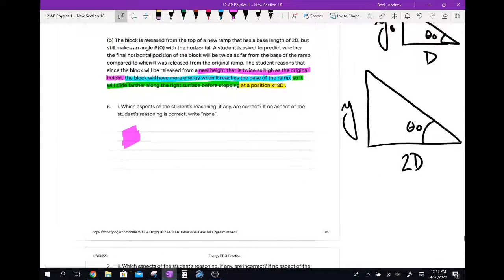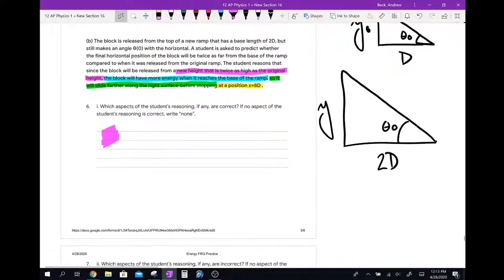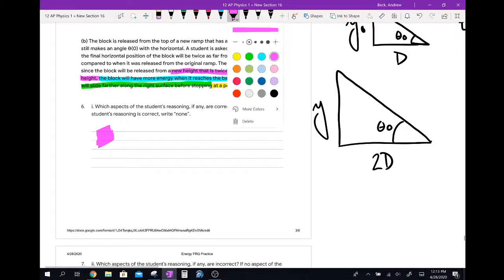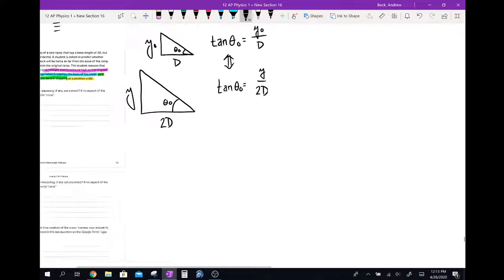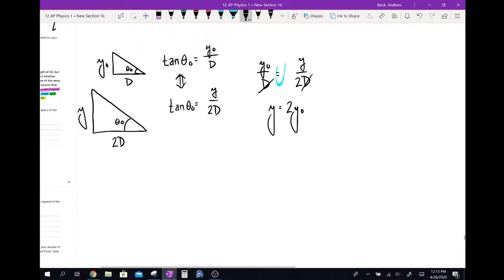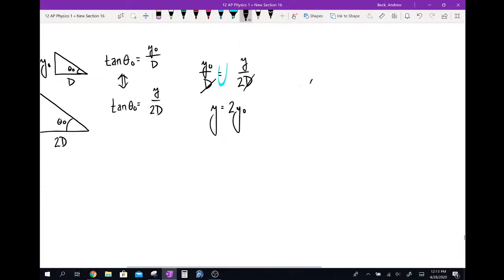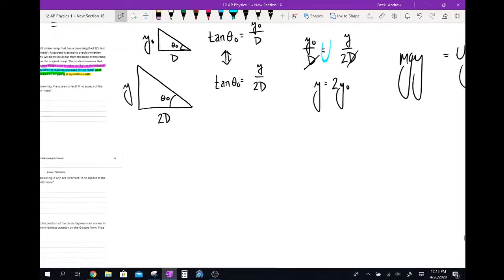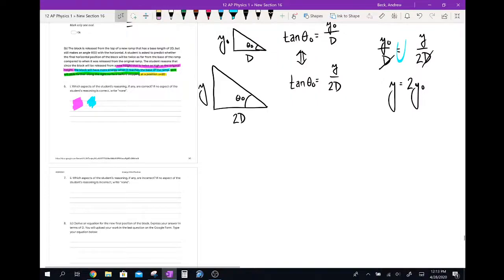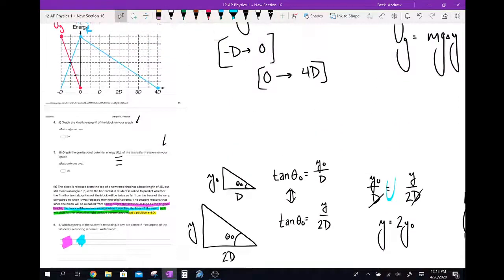The black will have more energy when it reaches the base of the ramp. Well, yeah, that one's going to be true, right? We can say, well, if we increase our height, oh, that was a good voice crack. If we increase the height, that height is directly related to our gravitational potential energy. We have this equation that says mgy is equal to our gravitational potential energy. So if we increase the height, we are going to have more energy at the beginning, which means we'll have more energy at the base.